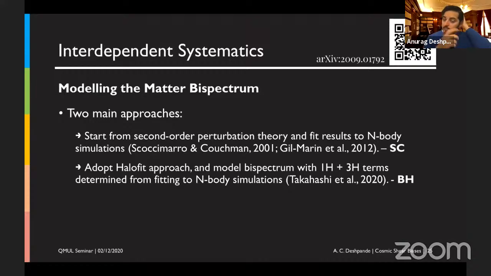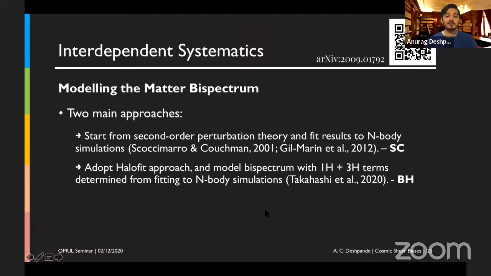There have been two major fitting formulae for that, one by Scoccimarro and Couchman in 2001, and another more recently by Gil-Marín et al. in 2012. So this was the one model that we tested. We chose the Scoccimarro and Couchman one just because it's the most different from the more recent model, which I'll talk about in a sec. From here on out, that model is denoted by SC.